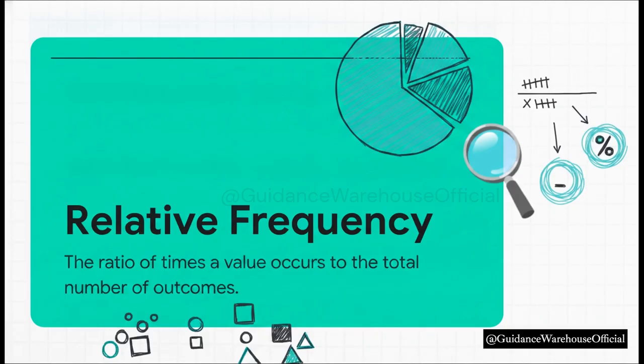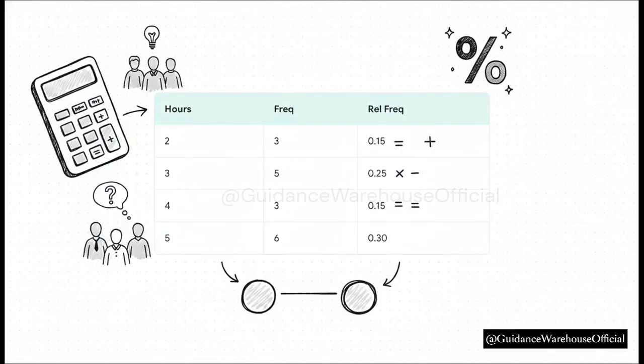Relative frequency is just the ratio of the number of times a value occurs divided by the total number of outcomes. You can write this as a fraction, a decimal, or a percentage. Essentially, it tells us exactly what piece of the overall pie each category represents. Let's make this super easy with our example. We're going to add a third column to our table.